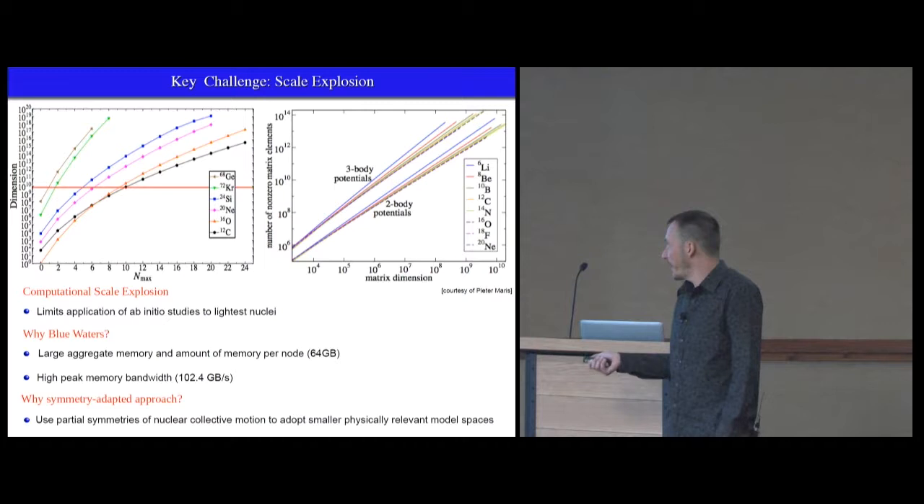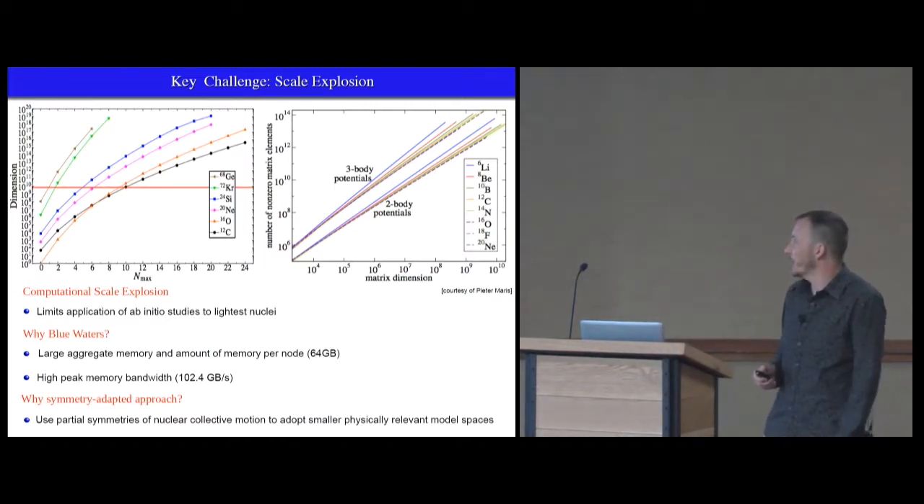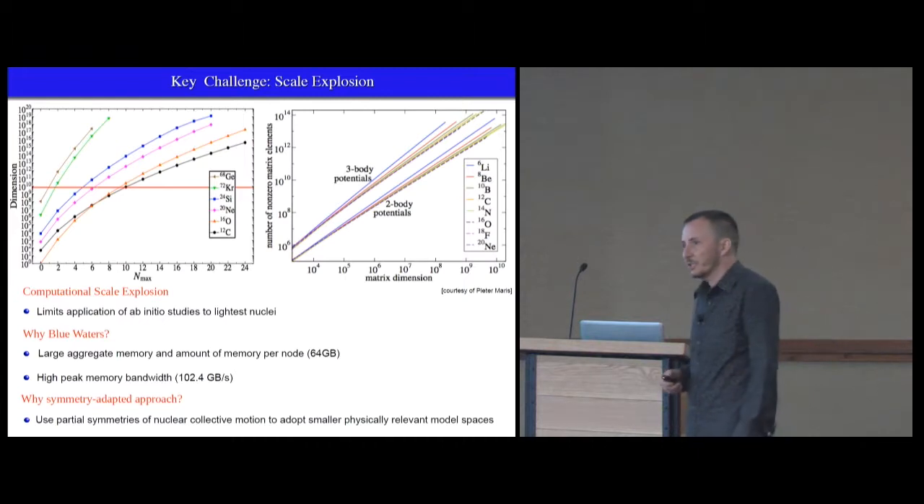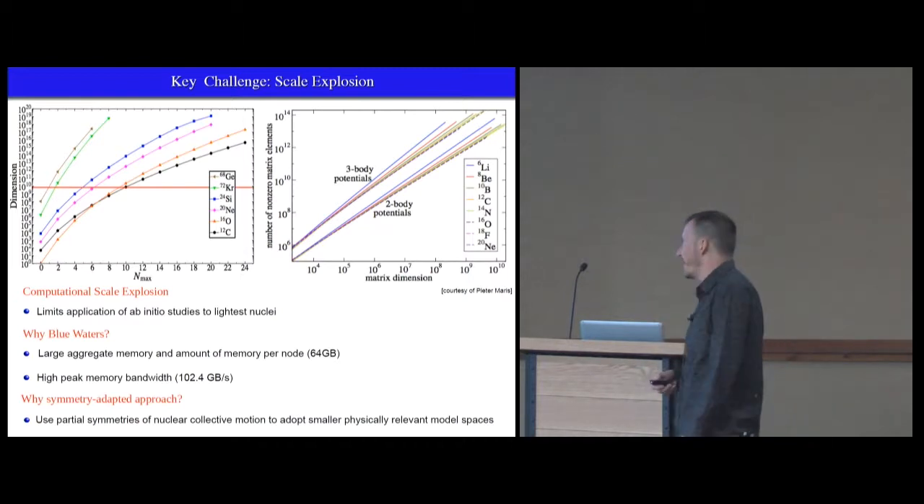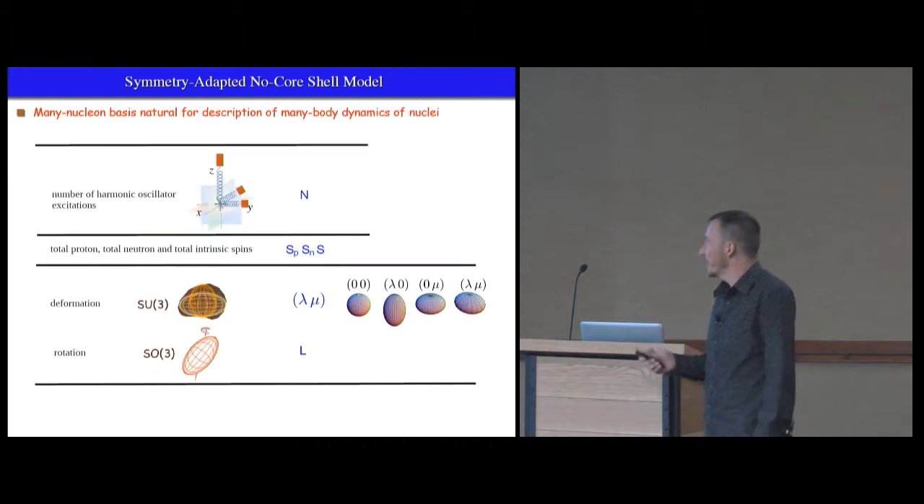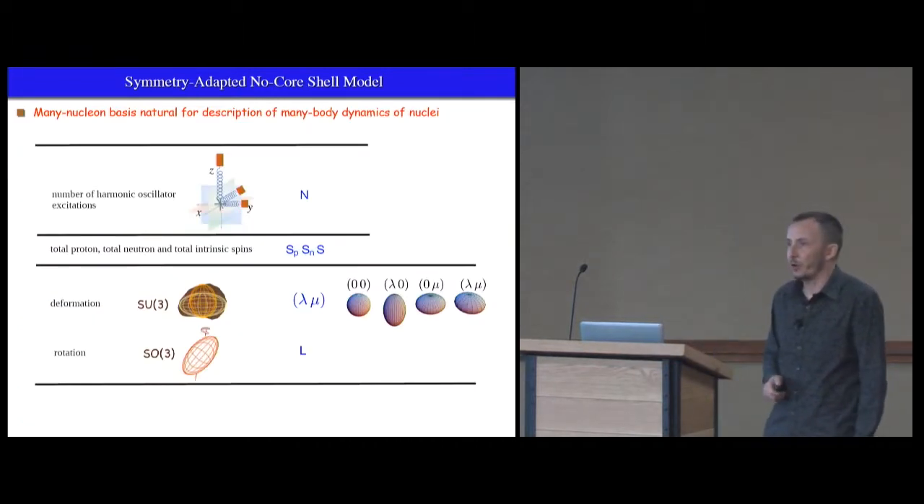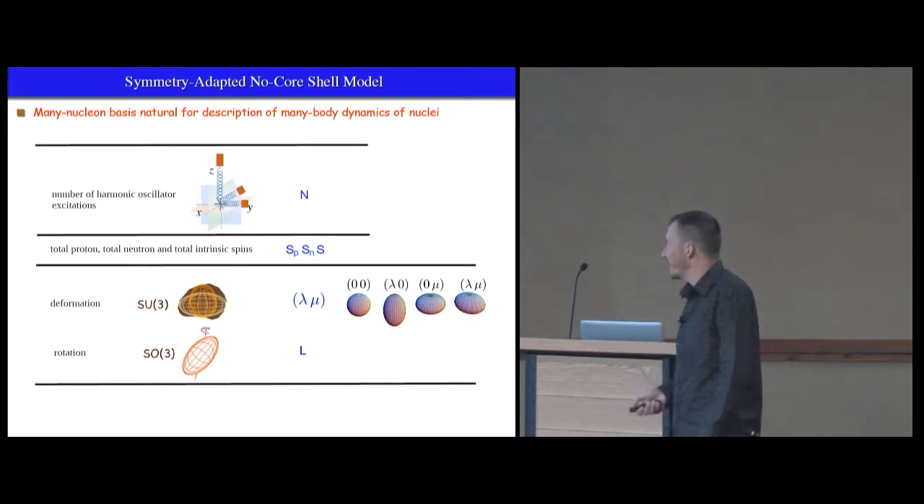And the approach that we are using in this configuration interaction approach is called symmetry-adapted. That means that we are using symmetries, exact as well as partial symmetries that are not perfect, but they are fairly good. And we use them to establish a basis which is very suitable for the description of low-energy nuclear dynamics. So here are the quantum labels of our basis states.